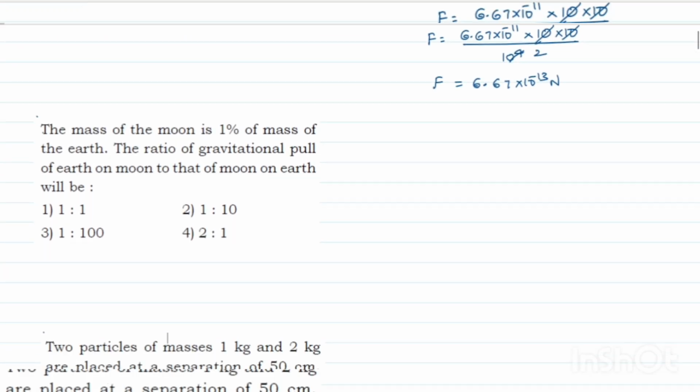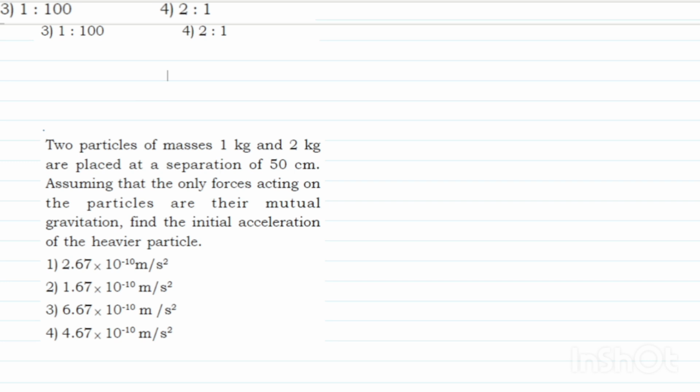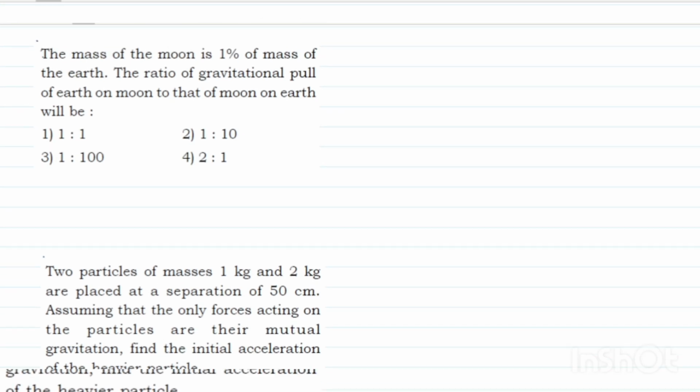Now let us see the next question. Here the mass of the moon is given as 1% of the mass of the earth. The ratio of the gravitational pull of the earth on the moon to that of the moon on the earth they are asking. So here, the mass of the moon is 1% of the mass of the earth. This is the earth you are taking, and here the moon. There's a moon, you just imagine. And the ratio of the gravitational pull of the earth on the moon to that of the moon on the earth is asked.